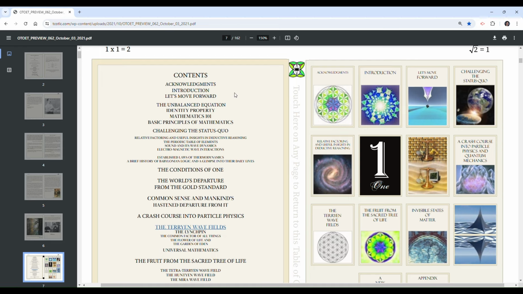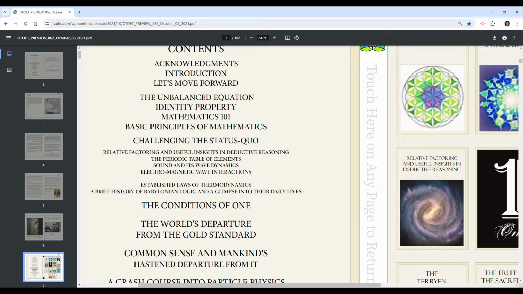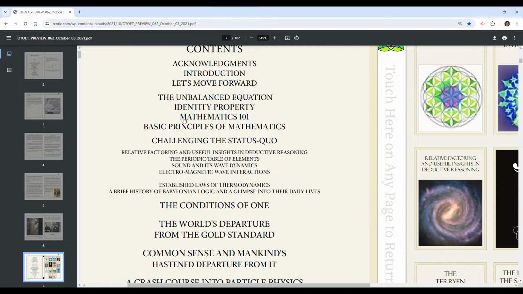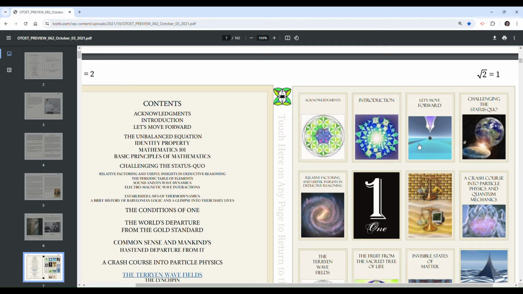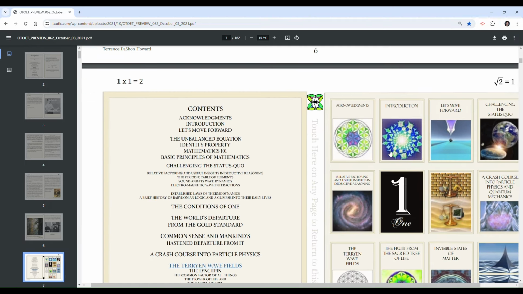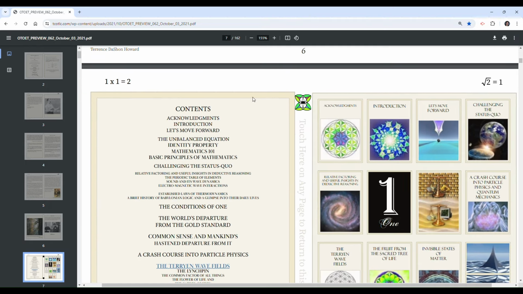Because it doesn't match up with the pictures over here, right? So he's got introduction, cool, he's got let's move forward. But then this whole section, the unbalanced equation, identity property, math 101, that doesn't even have a picture over here. Like, you can't even click an icon over here and have it go to that section. The next section that he has is challenging the status quo. So it's like he skipped an entire section here.